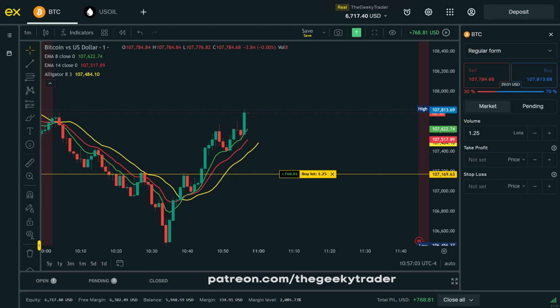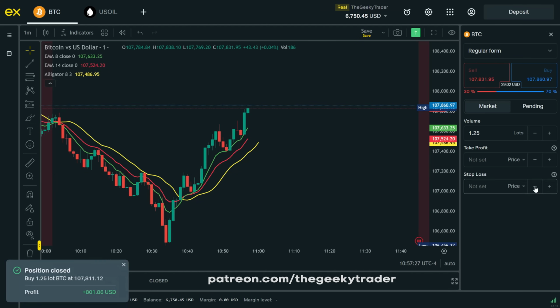You could definitely stay in this trade until the price closes below either the red or yellow line, which would be a safe exit strategy. But honestly, I'm really happy with this nice profit, so I'm going to exit the trade right here and lock it in. That's it for today's session, folks.